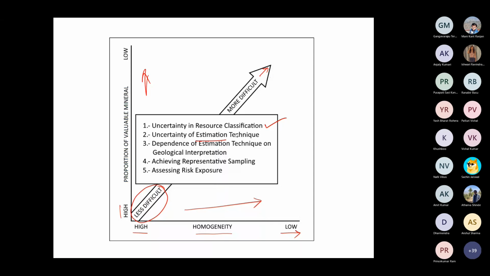Dependence of the estimation technique on geological interpretation. There are some people who prescribe certain estimation techniques which the others do not agree with. Unless you have a detailed exploration, these estimation techniques cannot be relied upon unless validated. Achieving representative sampling: if you have a large area and fewer holes, then it becomes not representative. So you need detailed exploration before you can tell that the estimation is reliable.